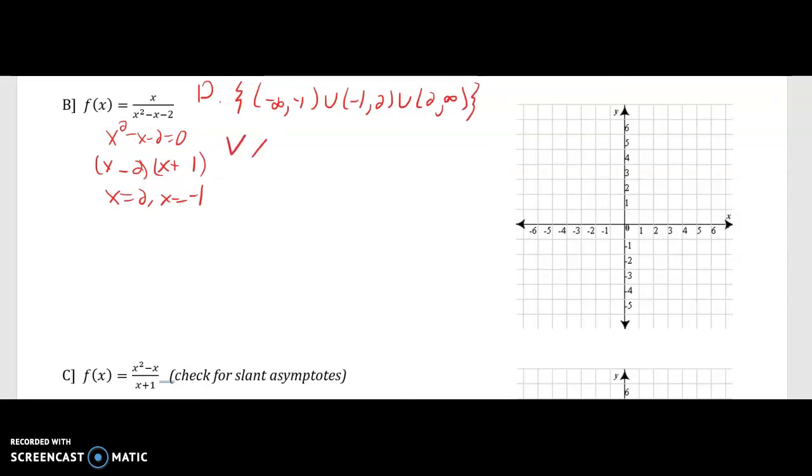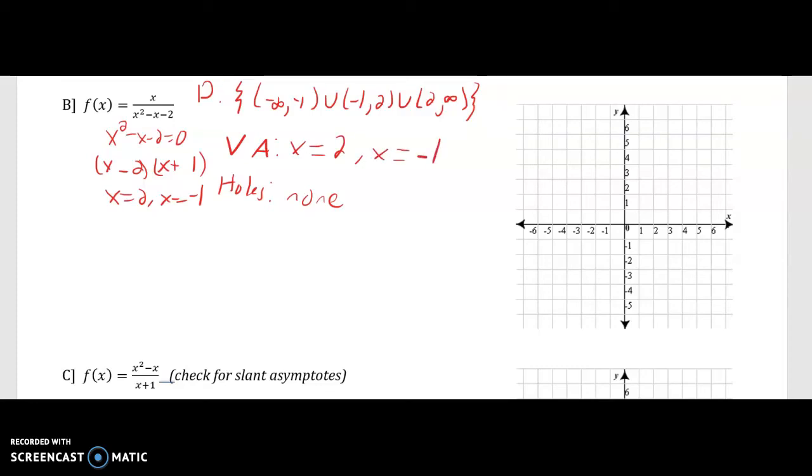Do we have any verticals? Well, do we have any holes? We always want to ask that question first. There's not a common factor on the top and the bottom. This is what it factored into. There's x on the top, so there are no holes. So I have a vertical at 2, and then a vertical at negative 1.